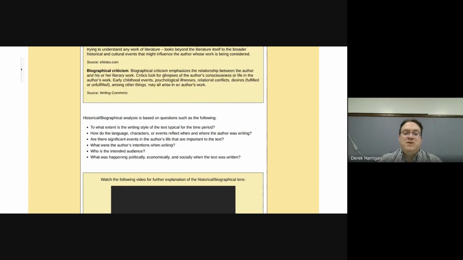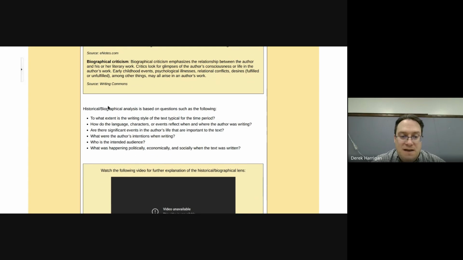Some questions that you can ask yourself if you're using this analysis are: to what extent is the writing style of the text typical for the time period? How do the language, characters, and events reflect when and where the author was writing? So what can we see in the actions of the characters, in the events, in the language that the characters are using that gives away and shows us the time period in which the story was written or produced?